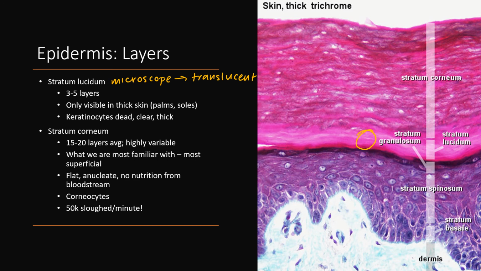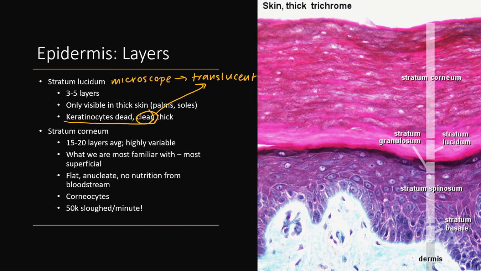You can get thickened skin, toughened skin other places, like with just regular old friction, it can become thicker and tougher, but it's not properly a callus unless you have the stratum lucidum. Here, the keratinocytes are dead, clear, hence the translucency, and the individual keratinocytes are fairly thick.